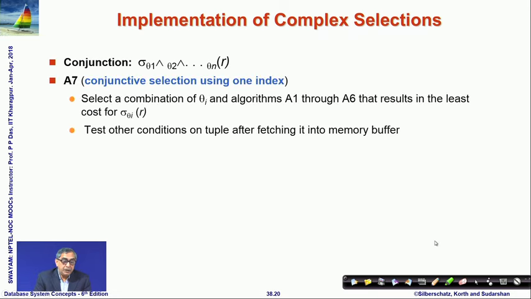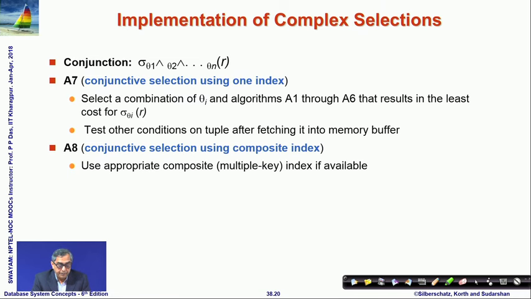Often we have select conditions which are conjunctions. So, it could be a conjunctive select using only one index. In that case, if there are n conditions, then depending on the combination of these conditions theta_i and the algorithms that we have seen here, we can evaluate which strategy will give the least cost for this condition. So, we will do the access based on that, and then once we have accessed the tuple, we will try out the other conditions on the tuples that have been fetched into the memory buffer.